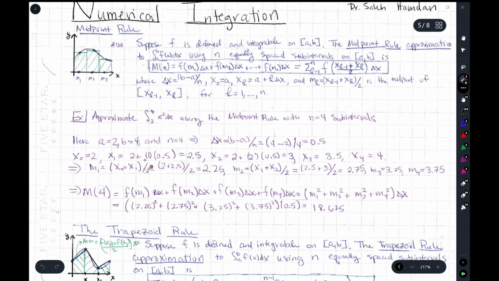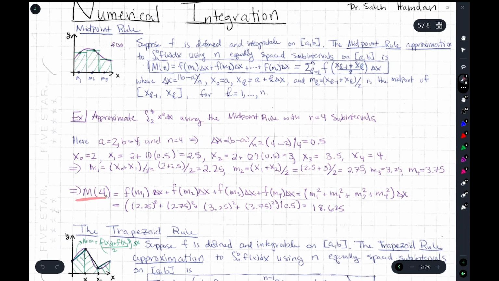x1 is going to be 2 plus k equals 1 here, times 1 half, so 2.5. x2 is going to be 2 plus 2 times 1 half, and so we get 3. And then 3.5 and 4 using that similar formula, or we could have just guessed it since we're just adding a half each time, right? For the midpoints, we could use that formula, so x naught plus x1 divided by 2, and that'll give you 2.25. You do the same thing for the second subinterval, the third subinterval, and the fourth subinterval.